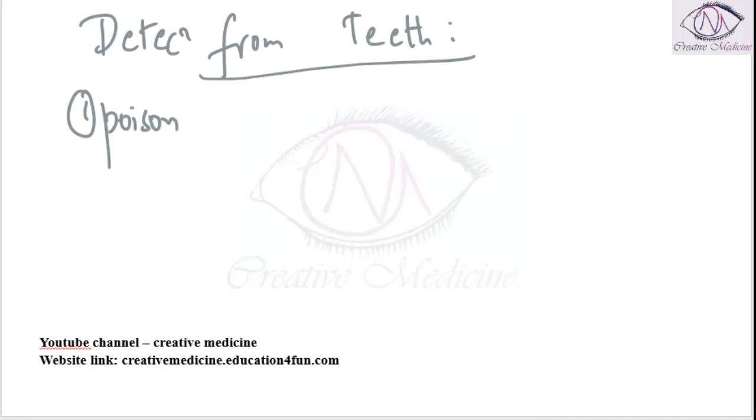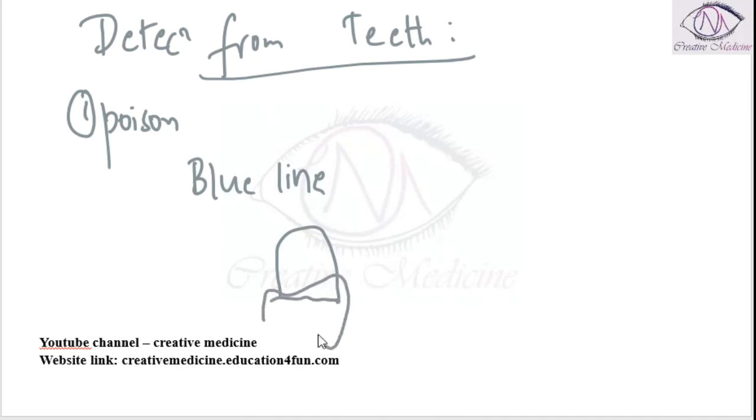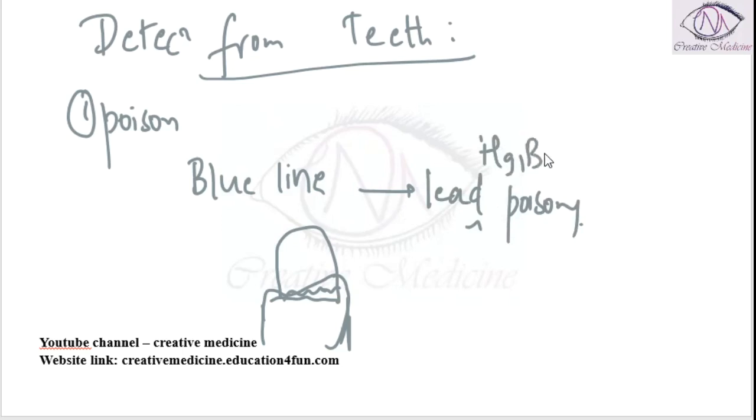For example, a blue line can be seen on the gums, or at the junction of teeth and gums. This blue line on the gums or at the junction of teeth and gums is seen in lead, mercury and bismuth poisoning. Green lines are seen in copper poisoning.